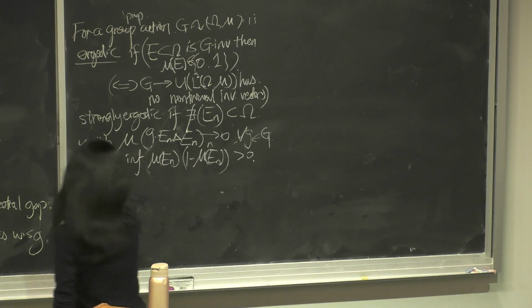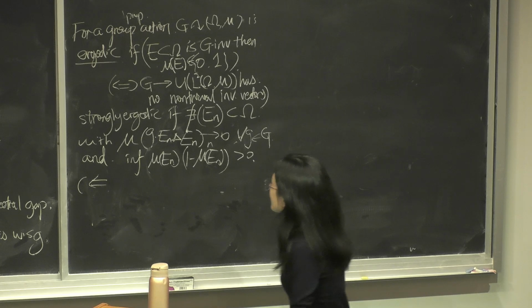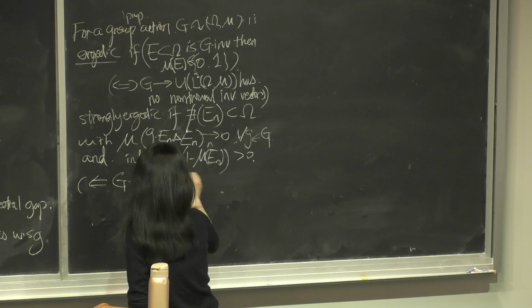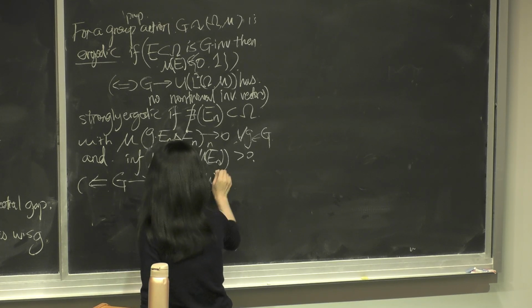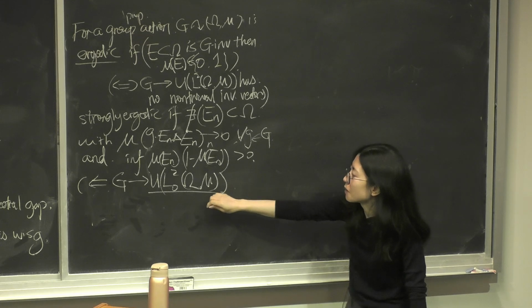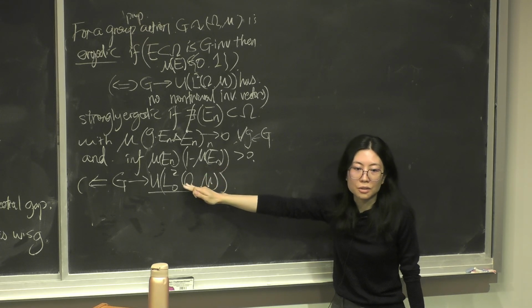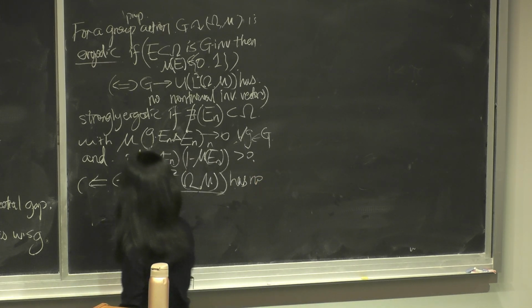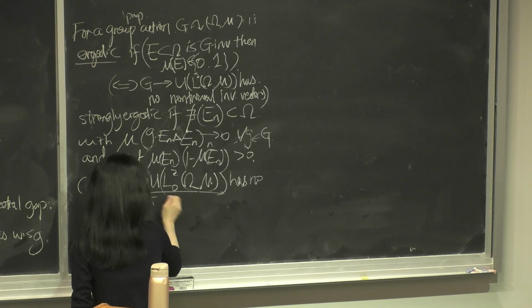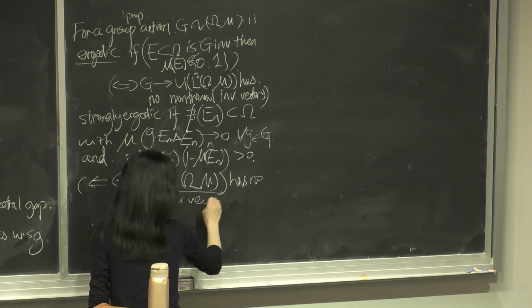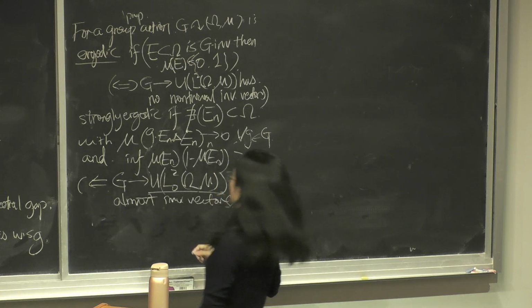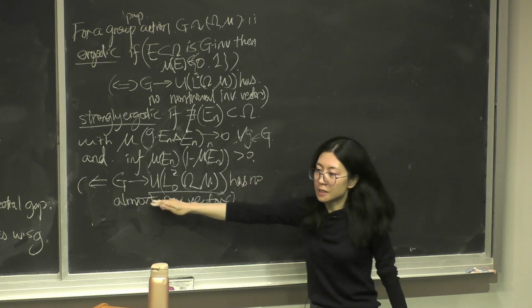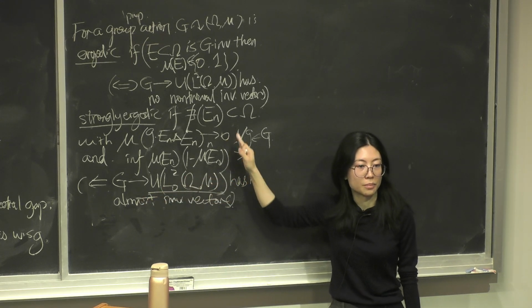Okay. So this can be implied by the corresponding representation of G on the subspace of L2 of omega orthogonal to the constants has no almost invariant vectors. Okay. So you see, this tells you this is a spectral gap property.